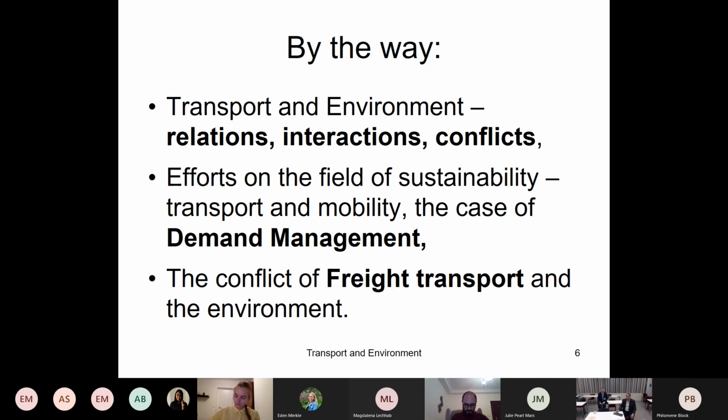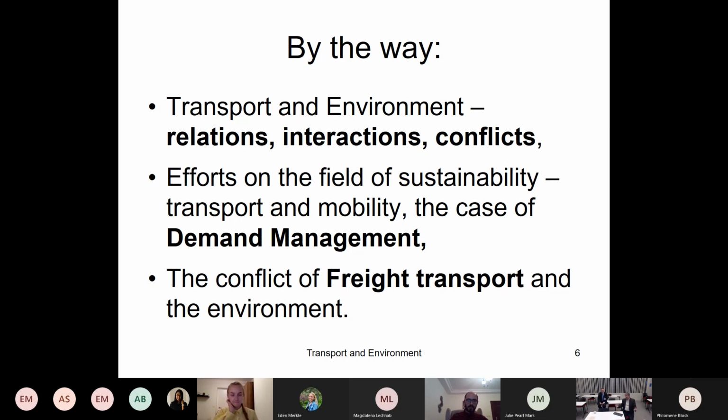And now this is the content Zoltán mentioned. In the first block, we would be dealing with the environmental impacts of transport. But as I heard, András has already been dealing with the issue, so only some elements or some slides will be commented on or mentioned. In the second block, we will deal with demand management issues.